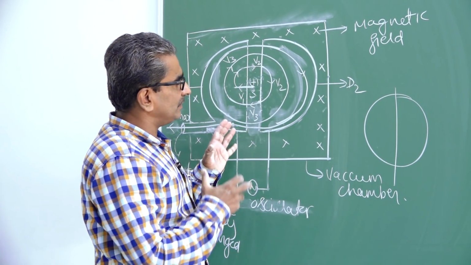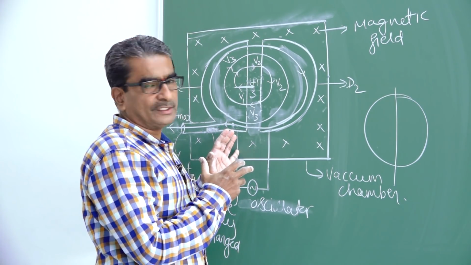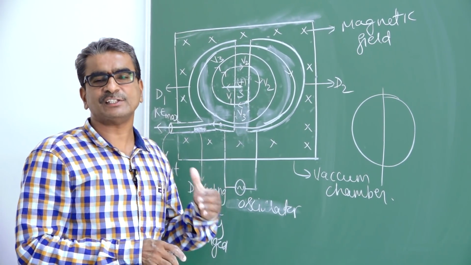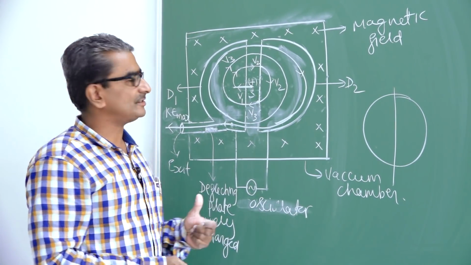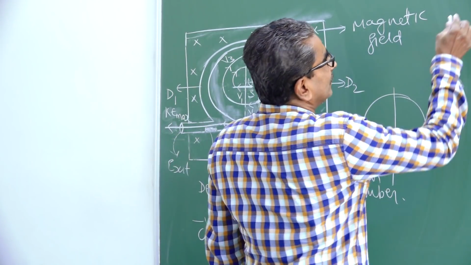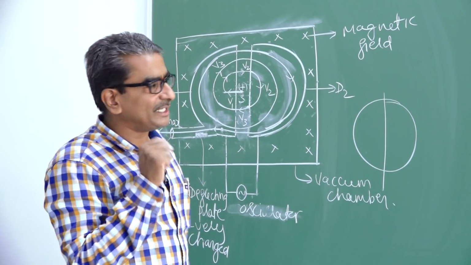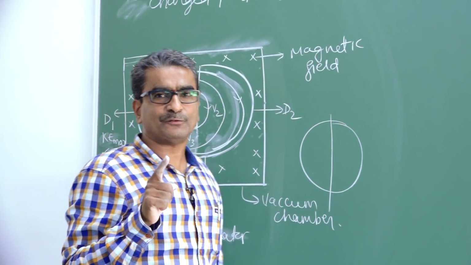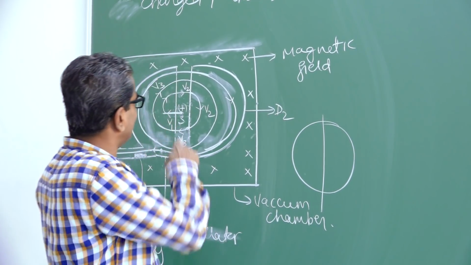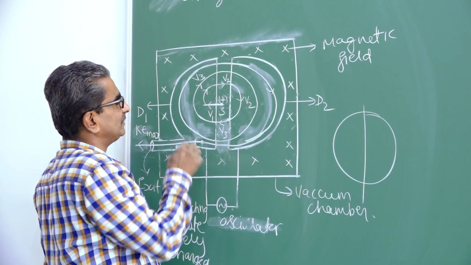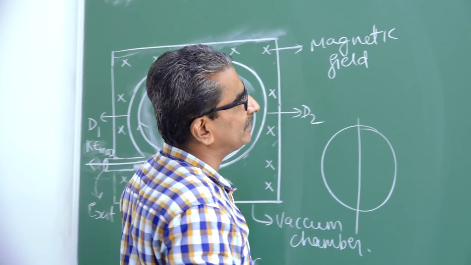Let us now derive the expression. For what? For the frequency and the time period of oscillation of the charged particle. For any particle to move in a circular path, remember one thing: centripetal force is a must. Here the charged particle is describing a circular path like this, a circular path of increasing radius.